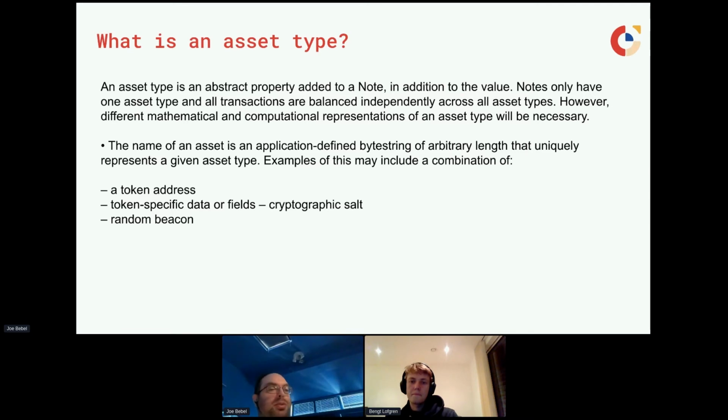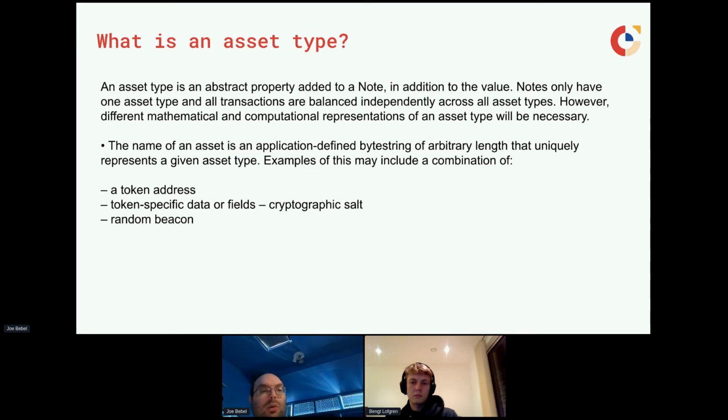Well, an asset type is an abstract property added to a note in addition to its value. So if a note doesn't have any asset type, then implicitly all notes must have the same asset type. The asset type is implicit and it's shared across the entire shielded pool. But if you add this notion of asset type to a note, then we start to understand what properties we need from notes that are now typed, that have this asset type.